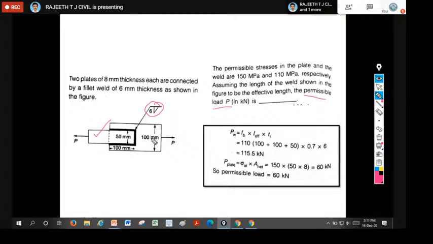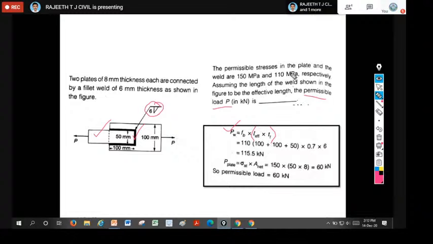Then I should check for the strength of the weld. Whichever is least, that is the load we can apply on this joint. So first I will go for the strength of the weld. Strength of the weld is nothing but the load carrying capacity of the weld. Load carrying capacity equals area into stress, or stress into area.